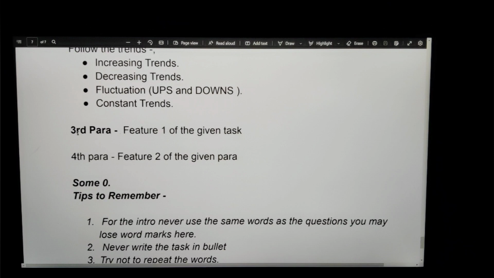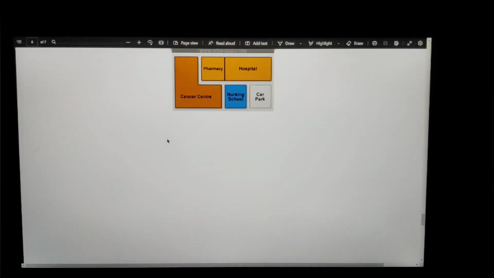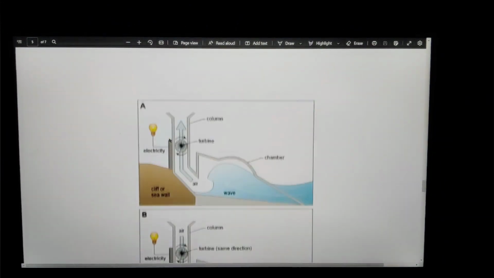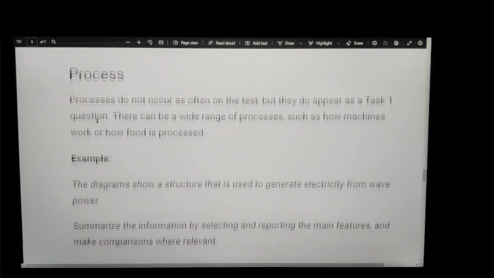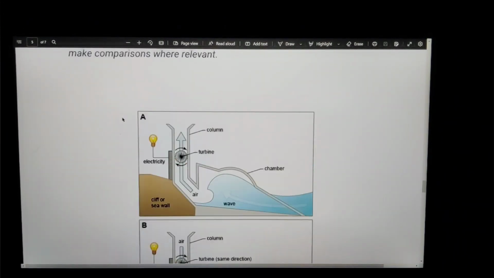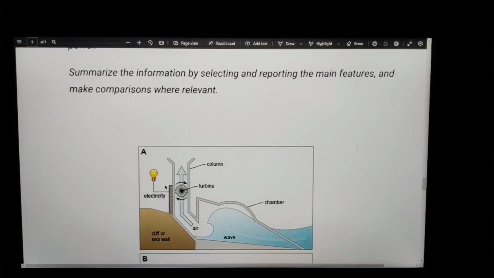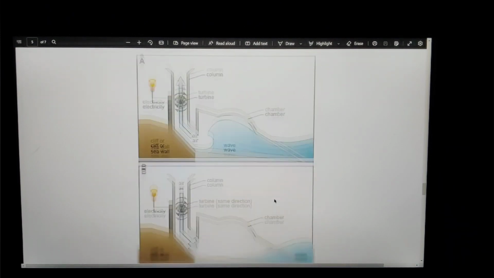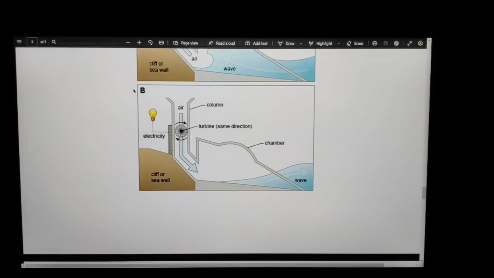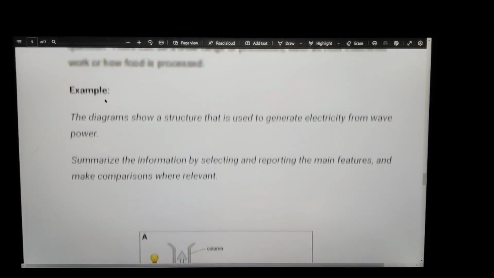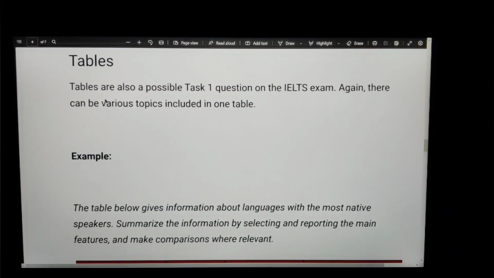So the third paragraph and fourth paragraph will be the features. This also totally depends upon the question. For example, if we talk about a process diagram, in the third paragraph we'll have to describe picture A, right from top to end, and in the last paragraph we'll have to describe diagram B. So this is about process diagrams.